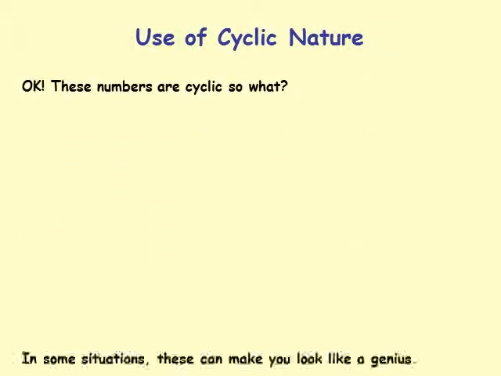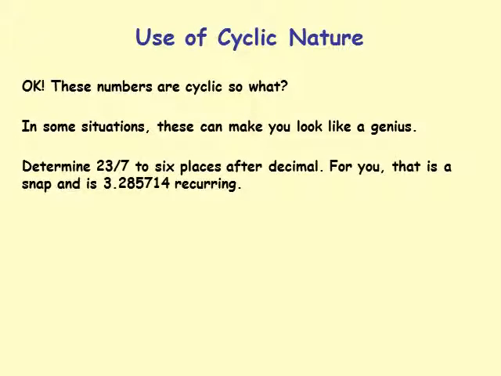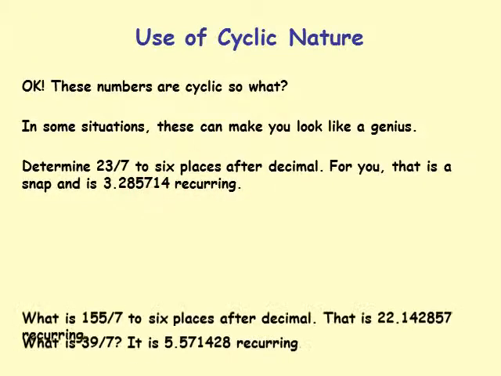Let's see where you can use the cyclic numbers. So what? In some situations these can make you look like a genius. Determine 23 divided by 7 to 6 places after the decimal. For you, that's a snap. It's 3 as a whole number, and 2 divided by 7 is the fraction, so you start at 2: 285714 recurring.